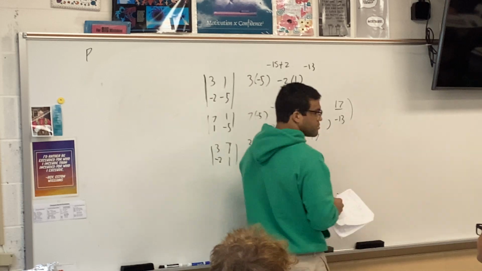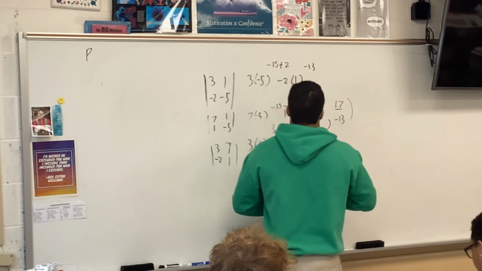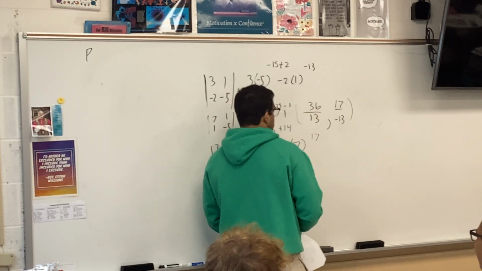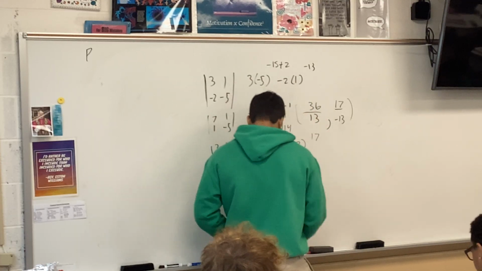So we erase both of those negatives then, because when you end up with negative over negative, those are going to cancel. So 36/13, negative 17/13, that looks absolutely beautiful.